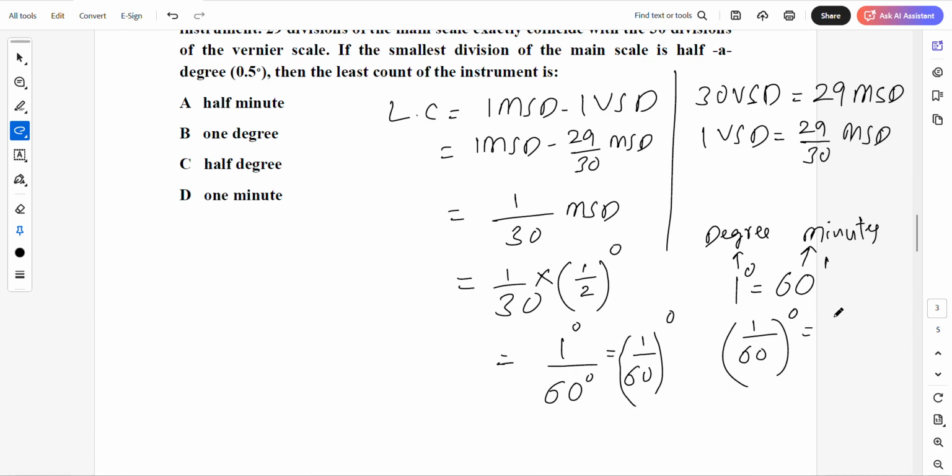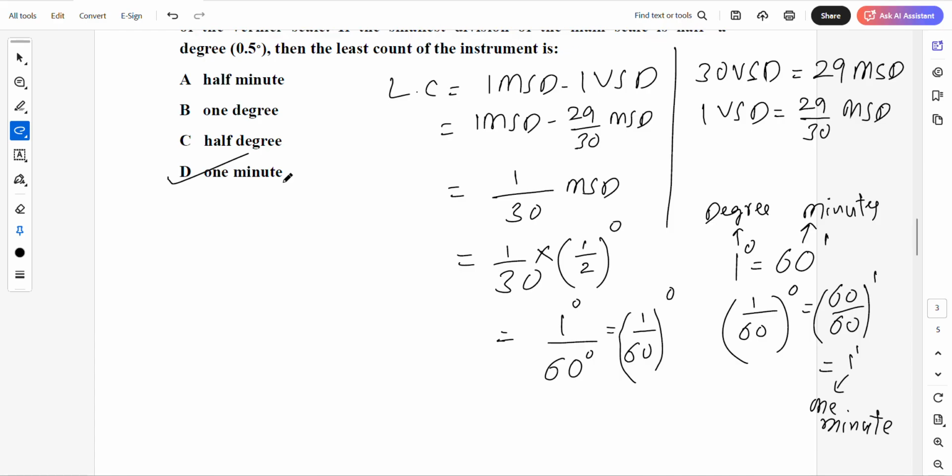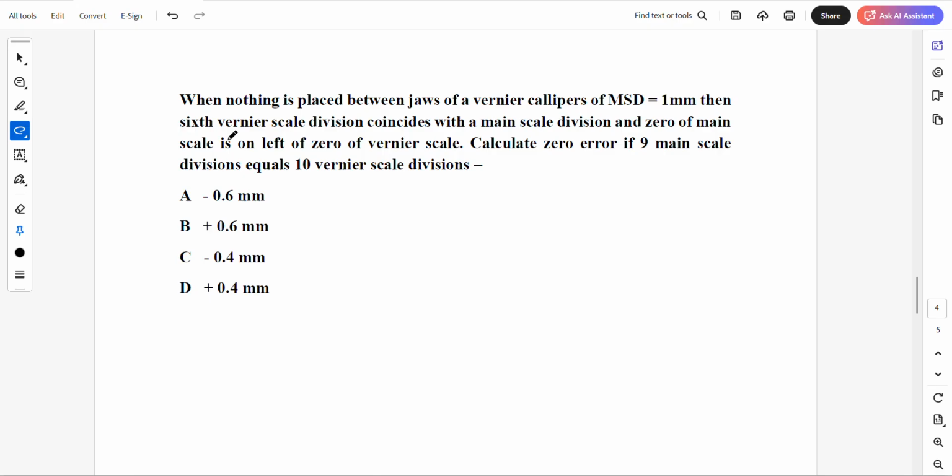So 60 by 60 is how much? 60 by 60 minute, that is equal to 1 minute. 1 minute is the right answer. Hope you have understood this. We go to the next problem.